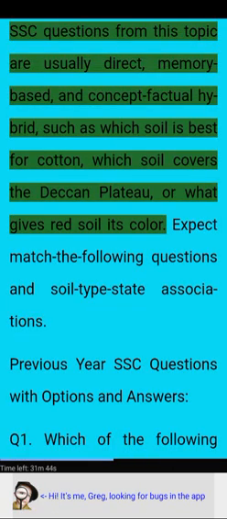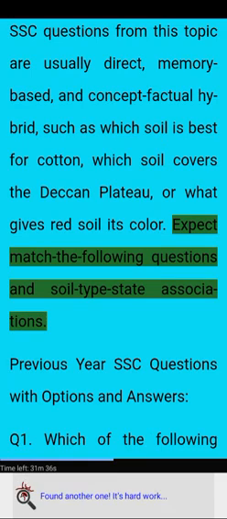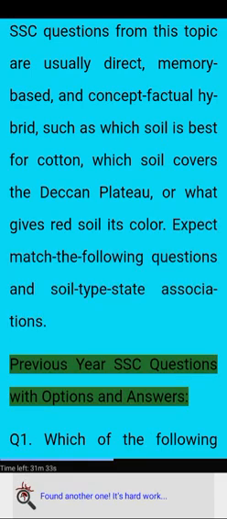SSC questions from this topic are usually direct, memory-based, and concept-factual hybrid, such as which soil is best for cotton, which soil covers the Deccan Plateau, or what gives red soil its color. Expect match the following questions and soil type-state associations. Previous year SSC questions with options and answers.